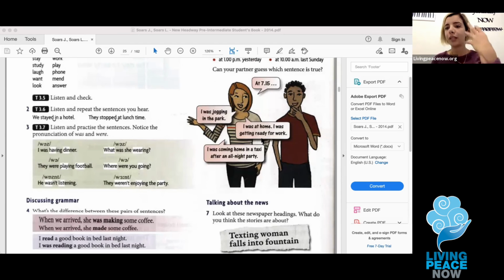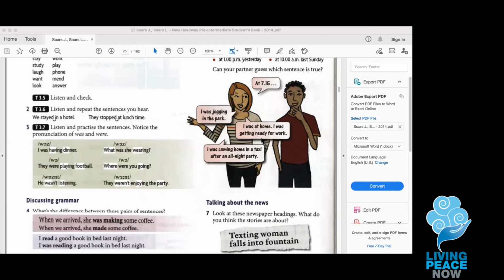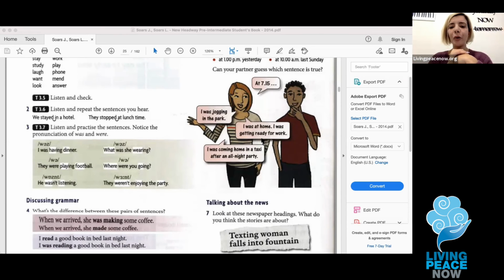I was getting ready. So I was maybe changing my clothes, doing my hair, doing makeup, and having a shower. I was coming home in a taxi after an all-night party. So she had an all-night party, maybe with her friends or in a club, and then she was coming home. How? In a taxi. She was coming home in a taxi.